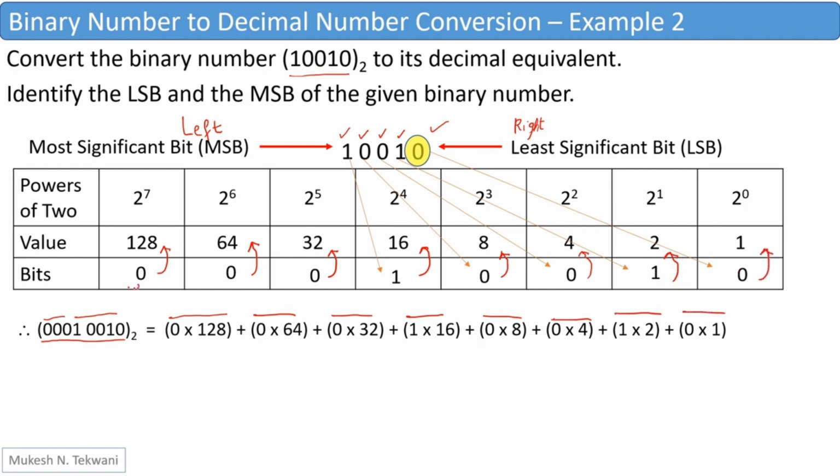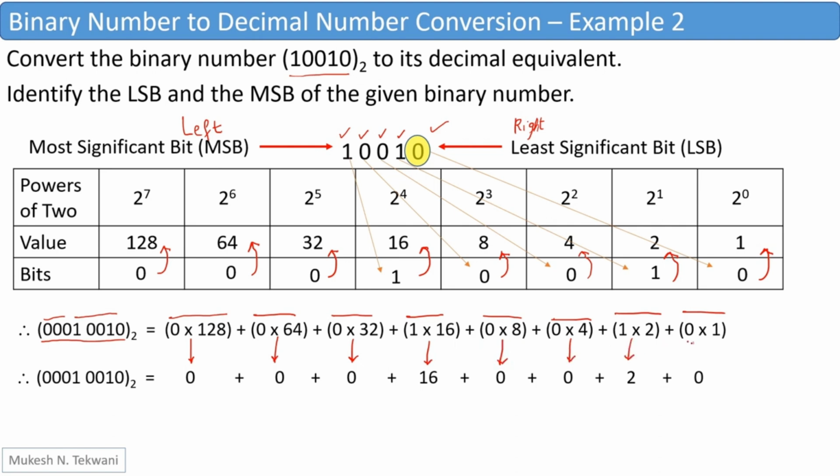So we are multiplying each bit with the appropriate power of 2, and this can be written as 0 into 128 is 0, 0 into 64 is 0, 0 into 32 is 0, 1 into 16 is 16, plus 0 into 8 is 0, plus 0 into 4 is 0, plus 1 into 2 is 2, and plus 0 into 1 is 0, and this is equivalent to 18 of decimal. So this is how we can convert a given binary number to its decimal equivalent.